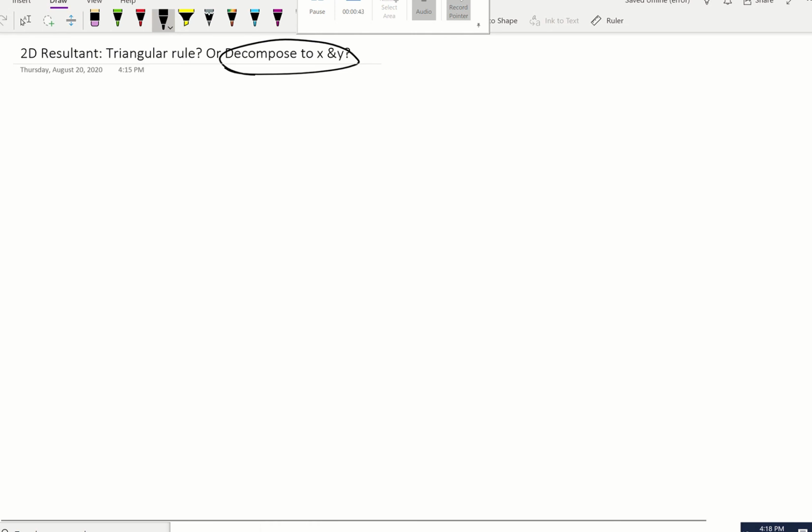Now let's think about it. If I have several forces, F1, F2, and so on, I'm just going to connect them in a head to tail fashion to illustrate this problem a little bit more. Let's say there are four forces, and I already arranged them head to tail, so I already get into this picture. If I were using the triangular rule to find the resultant force, let's see what we have to do.